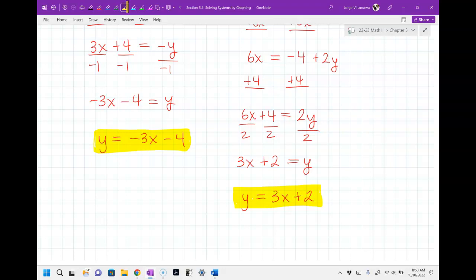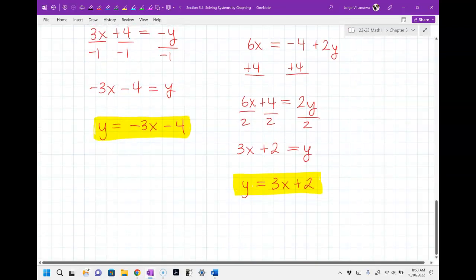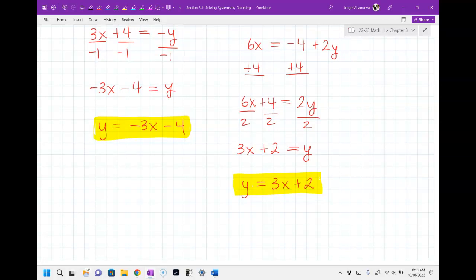What do you think? One solution, no solutions, infinitely many solutions? Let me just double check. Infinitely many solutions means that they are exactly the same equation. Is that right? No. Do they have the same slope? No, they don't. They don't have the same slope, so they're not parallel.